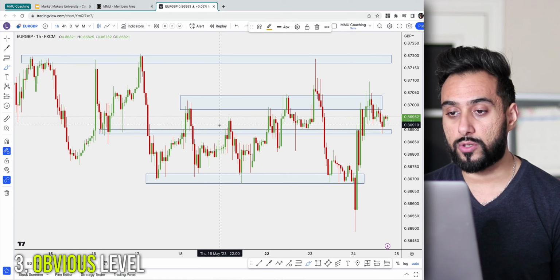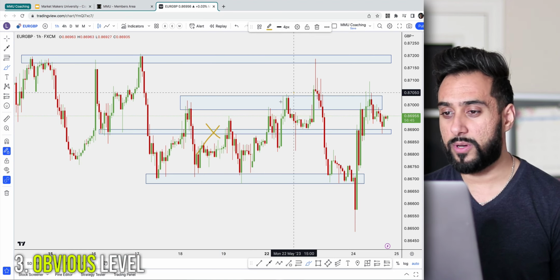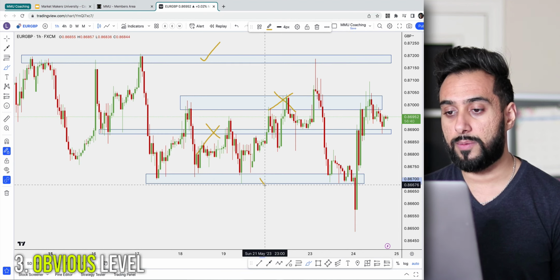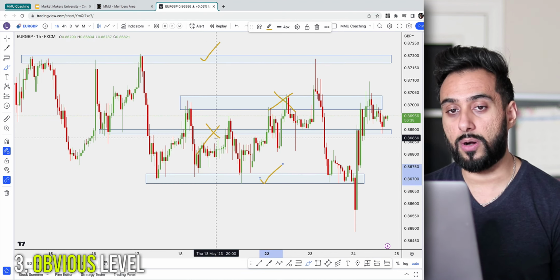So the zone I wouldn't draw is this one. Really wouldn't draw this one either. This would be the only clean zone, and this would be the only clean zone on this chart right now.